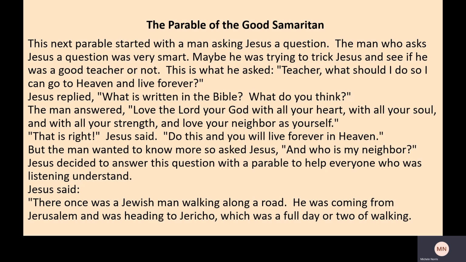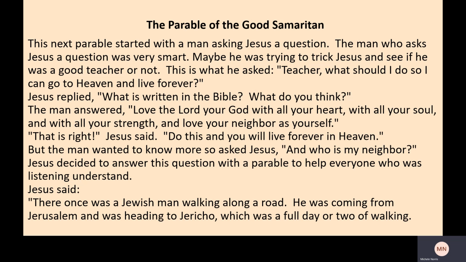The next parable started with a man asking Jesus a question. The man who asked Jesus a question was very smart. Maybe he was trying to trick Jesus and see if he was a good teacher or not. This is what he asked. Teacher, what should I do so I can go to heaven and live forever? Jesus replied, what is written in the Bible? What do you think? The man answered, love the Lord your God with all your heart, with all your soul, and with all your strength, and love your neighbour as yourself. That's right, Jesus said. Do this and you will live forever in heaven. But the man wanted to know more, so he asked Jesus, and who is my neighbour? Jesus decided to answer this question with a parable to help everyone who was listening to understand.